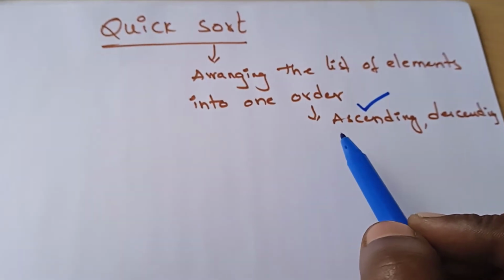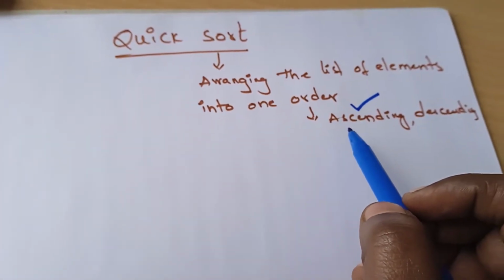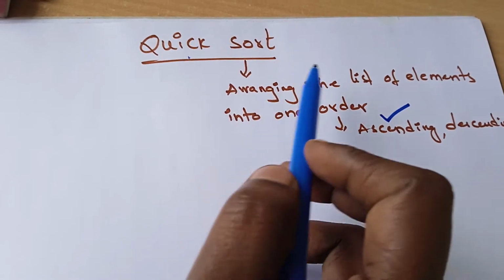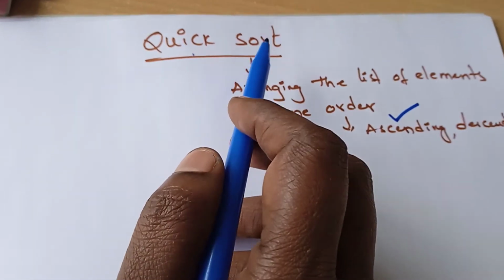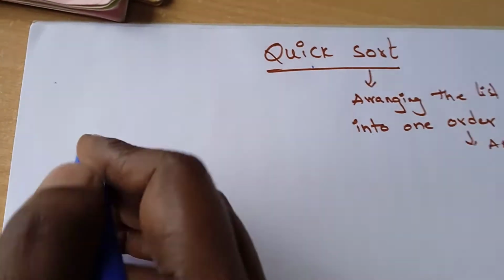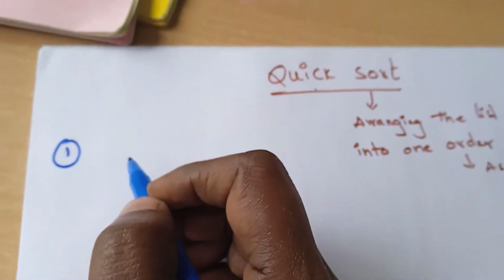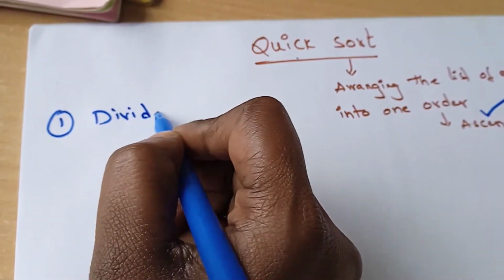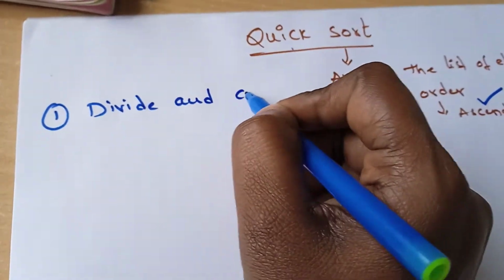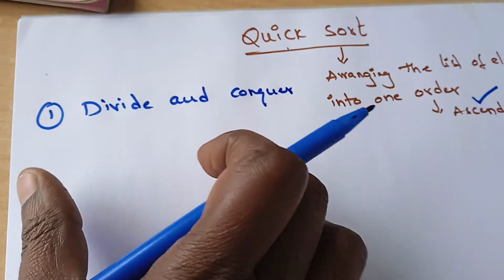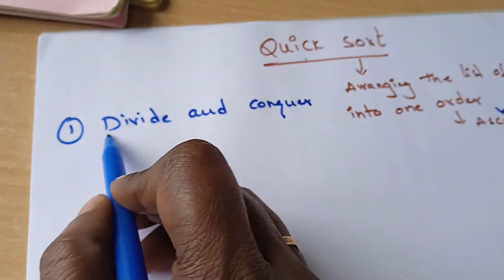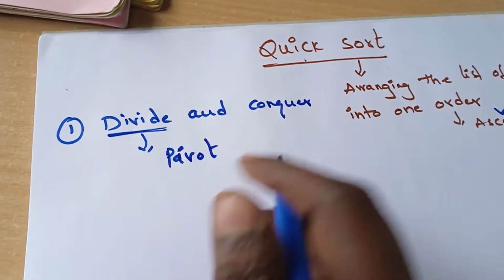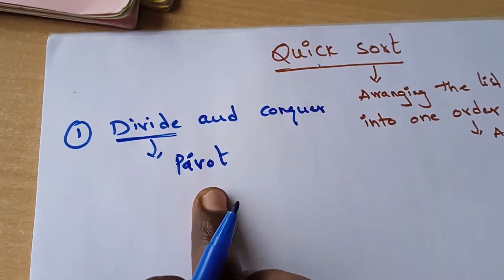This is implemented by many sorting algorithms. One among them is quicksort. Now I'm going to talk about quicksort. The idea of quicksort is divide and conquer. We'll divide the whole list of elements, and this division will be based upon the pivot element.